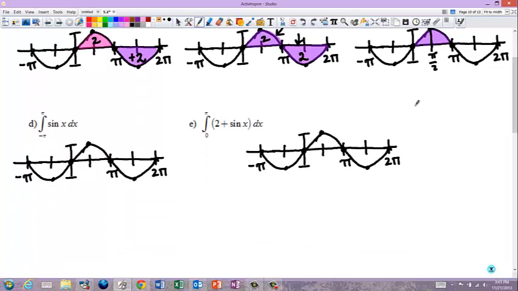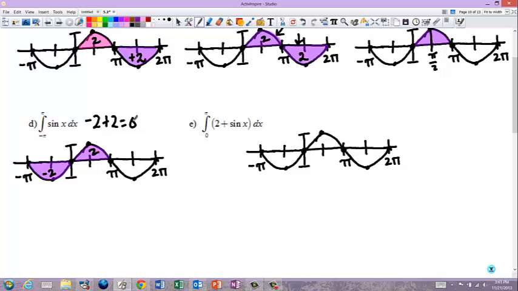From negative pi to pi, this is essentially negative 2 and this is 2, so negative 2 plus 2 is 0.